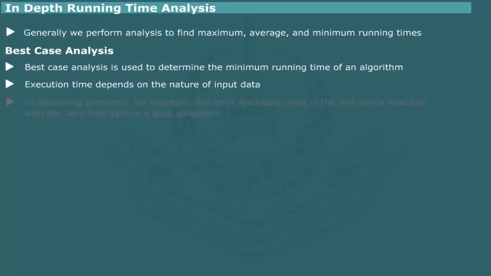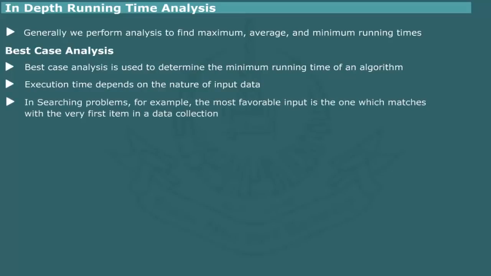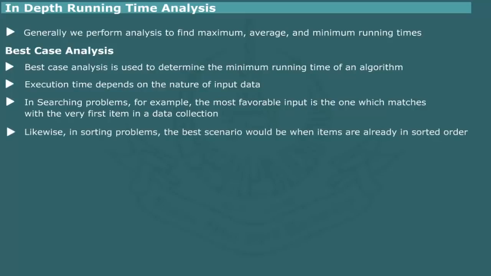For example, in a searching problem, the most favorable input would be the input value which matches the very first item in the list. In a sorting problem, the best case would be when the items in a list are already in sorted order. Best case analysis, though informative, has little practical value because in solving a problem, we are often more interested in knowing the maximum time required for the solution.